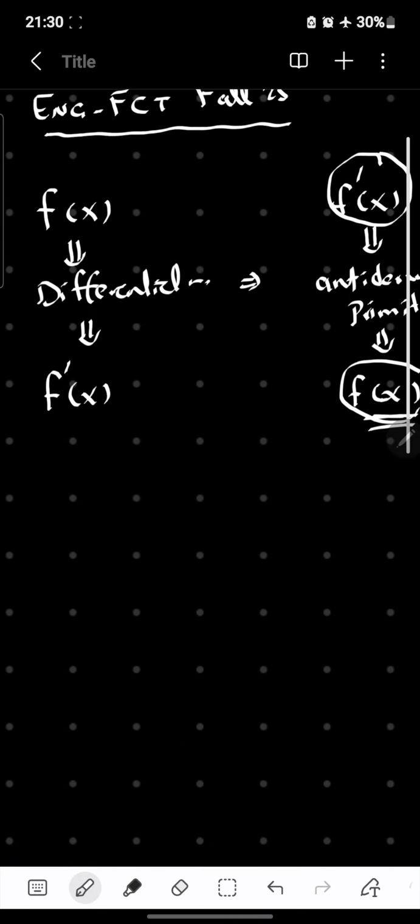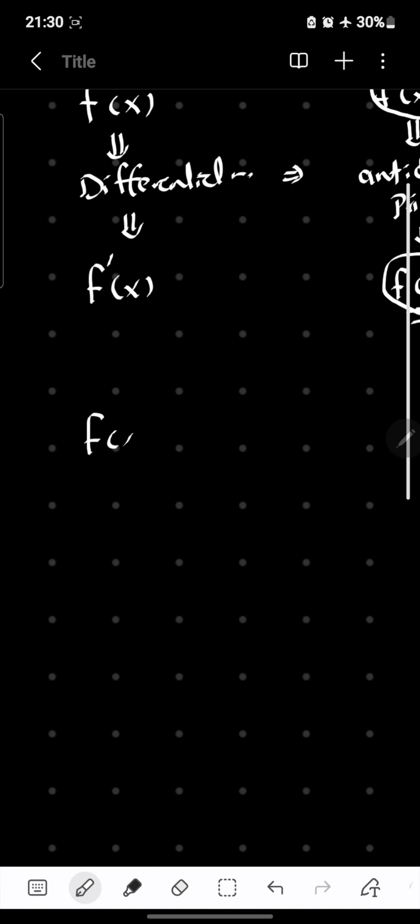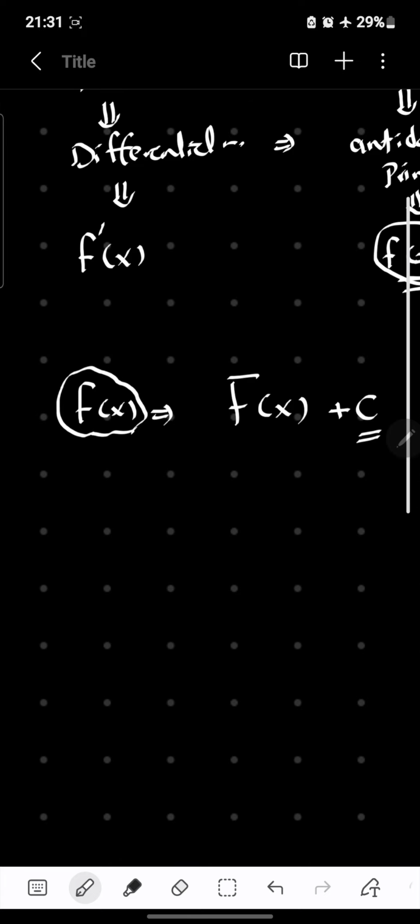Now, when we try to find the antiderivative of a function f, we get capital F of x plus c. I told you before why we add c to any antiderivative: it is to guarantee the whole set of antiderivatives, so that if we differentiate any function from this set, we get the original function.